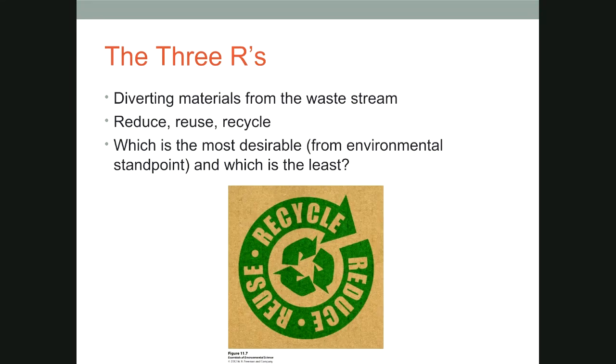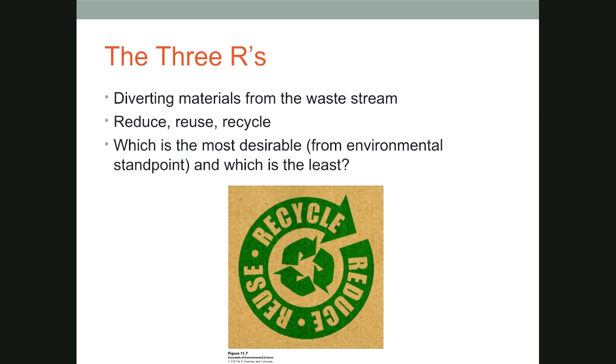Okay, so what can we do with this waste? What is a better option than throwing our trash away is recycling. So the 3 R's stand for reduce, reuse, recycle. Anything to divert materials from the waste stream is something positive that we can do. Reduce, reuse, recycle is a phrase that seems like it's been around forever, but it's actually relatively recent in the 90s.